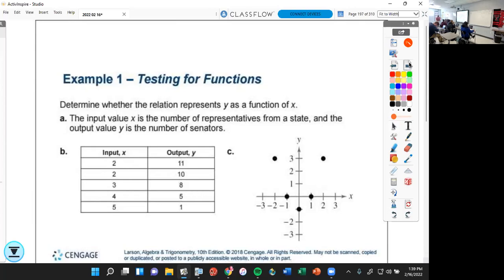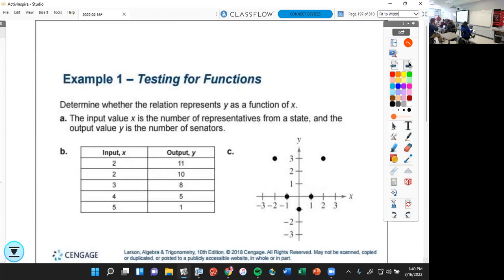Let's jump ahead to B. Is B a function? No. B is not a function because X repeats with a different Y value. Notice how I said that: X repeats with a different Y value. So on B, an input value of 2 can have an output value of both 11 and 10, 2 different values. Okay, let's go back to A.